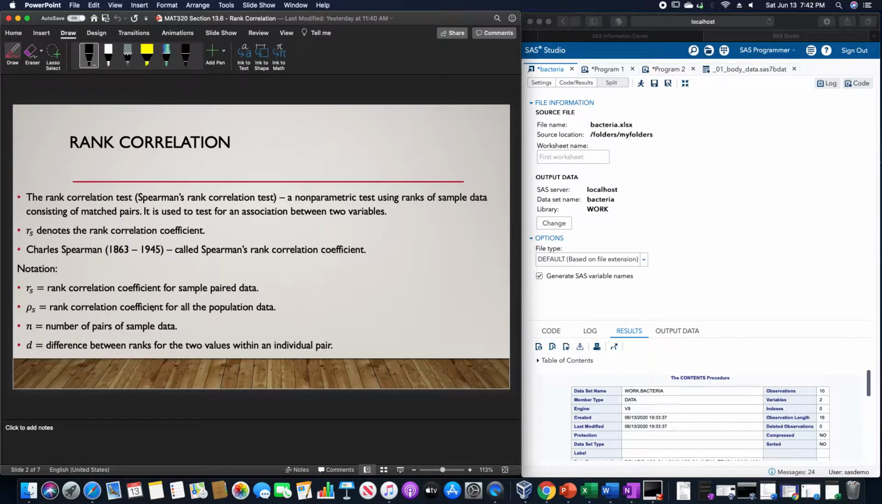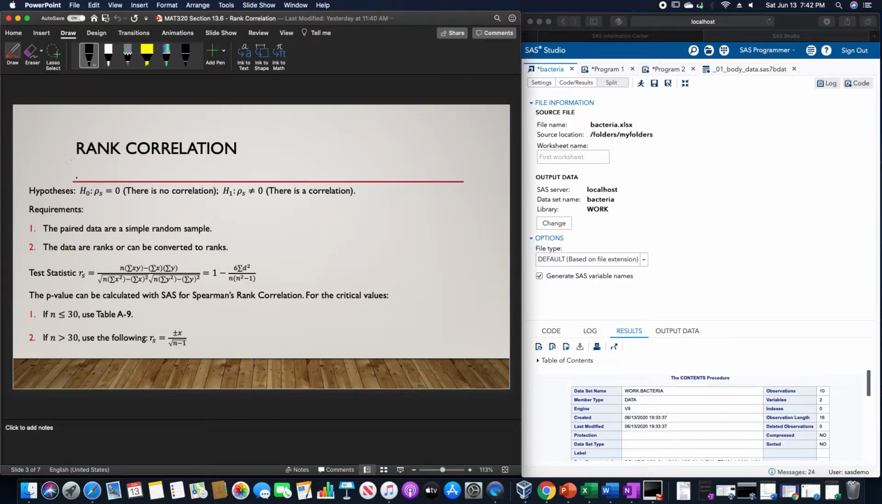The hypothesis test that we could run: the null hypothesis is that the population Spearman rank correlation coefficient is equal to 0, so there is no correlation. The alternative is that correlation is not 0, so there is a correlation. The requirements are that the paired data are a simple random sample, and the data are ranks or can be converted to ranks.